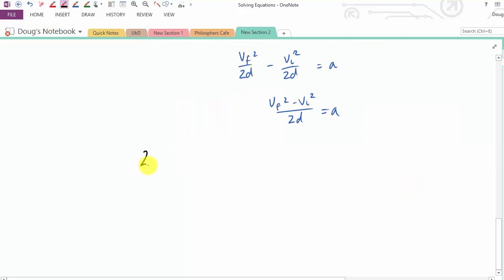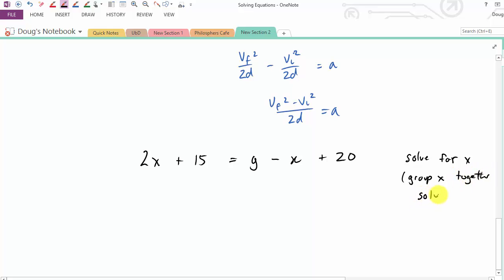Another example could be 2x plus 15 equals y minus x plus 20. It's the same story, though. We still use those two properties of equivalence to solve these things. If I want to solve for x, first I'm going to want to group the x's together, and then solve. So grouping x's together, I want to put them all together, so I'll add x to both sides.